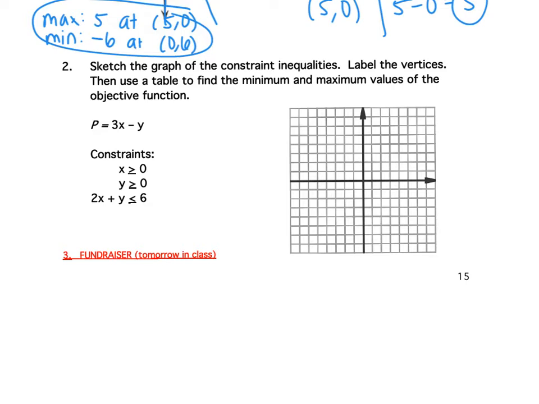Okay, so we still are given that objective function. This one is going to require some more work because we're given the constraints, but we have to graph them. So that's what we're going to do now. We're going to graph those constraints. This is a continuation of what we've done in class.